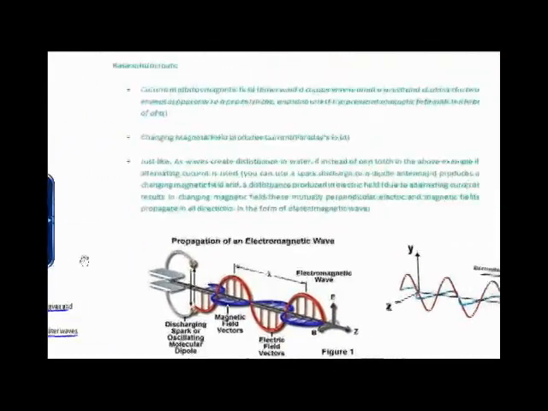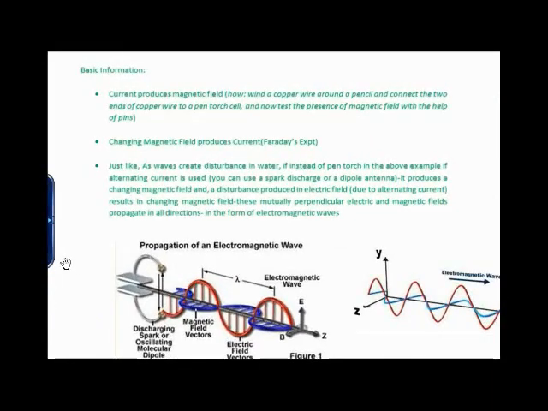Now there is certain other basic information which we require to understand the concept of electromagnetic waves. The first thing is that a current produces a magnetic field. How? For example, take a copper wire and wind it around a pencil. Now connect the two ends of this copper wire to a pencil torch cell, and you can test the presence of a magnetic field with the help of pins. This shows that a current produces a magnetic field.